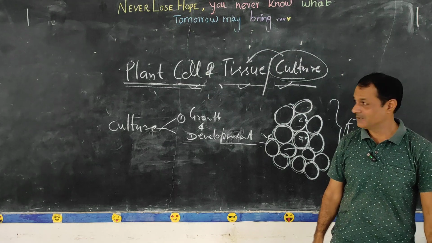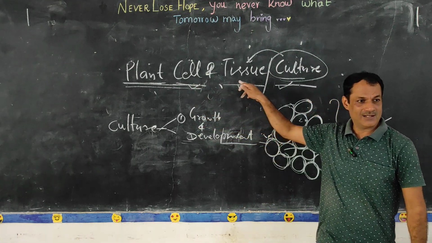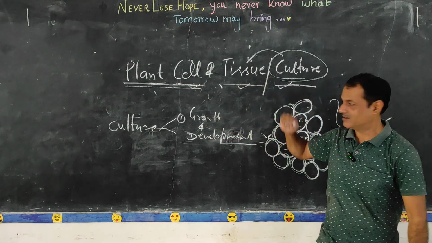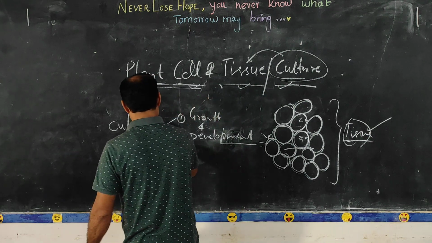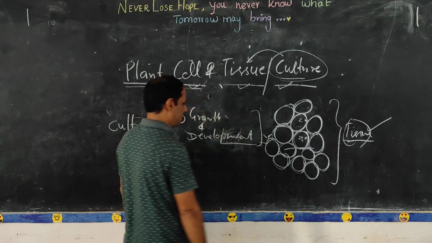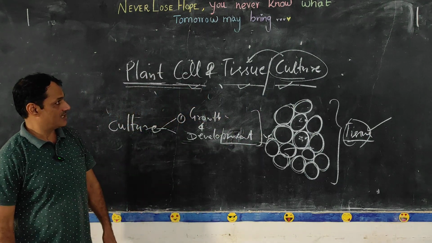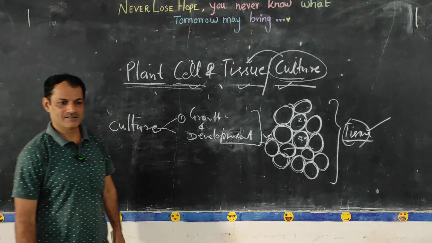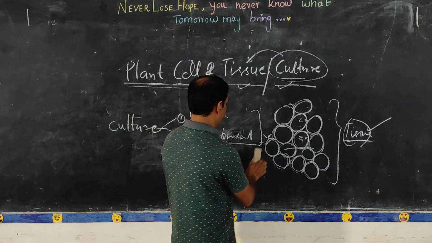So what is today's topic? Plant cell and tissue culture, right? So the meaning of culture is growth and development, but what is the definition of culture then, right? That is quite different. What is that?